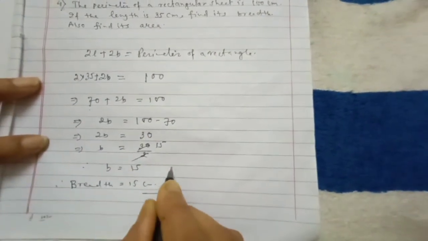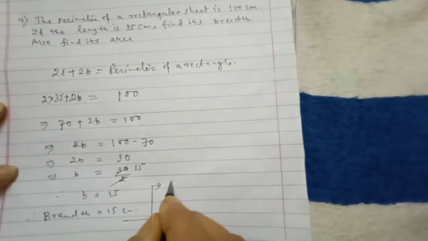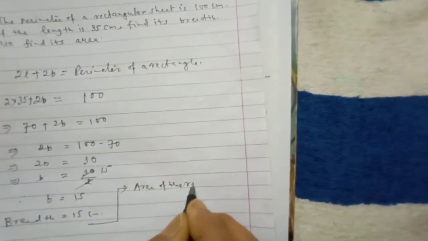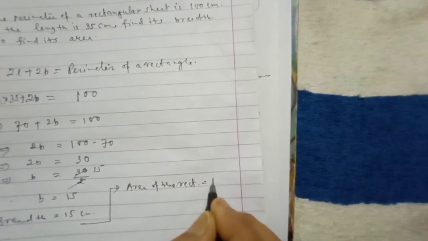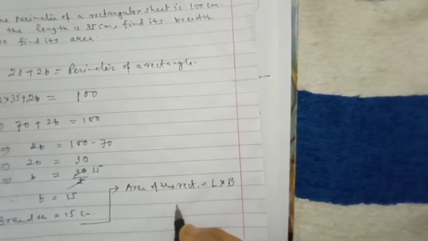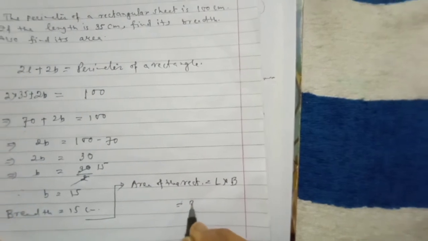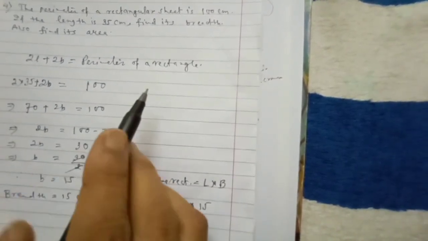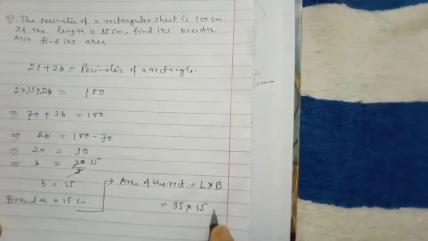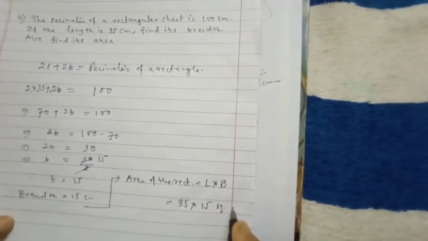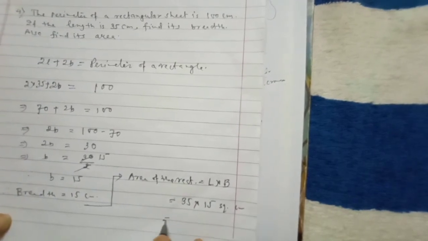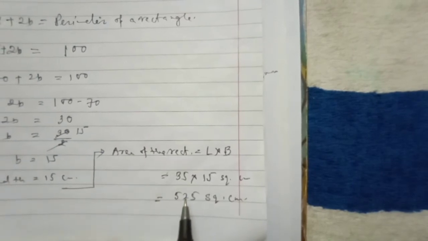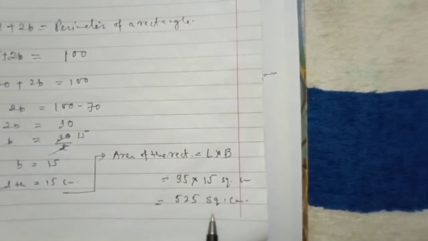Now to find the area of the rectangle. The area of the rectangle is equal to length into breadth. Now the value of length is 35 and breadth is 15, and as the unit is centimeter, the unit of area will be square centimeter. Now multiply this value, we get 525 square centimeter.